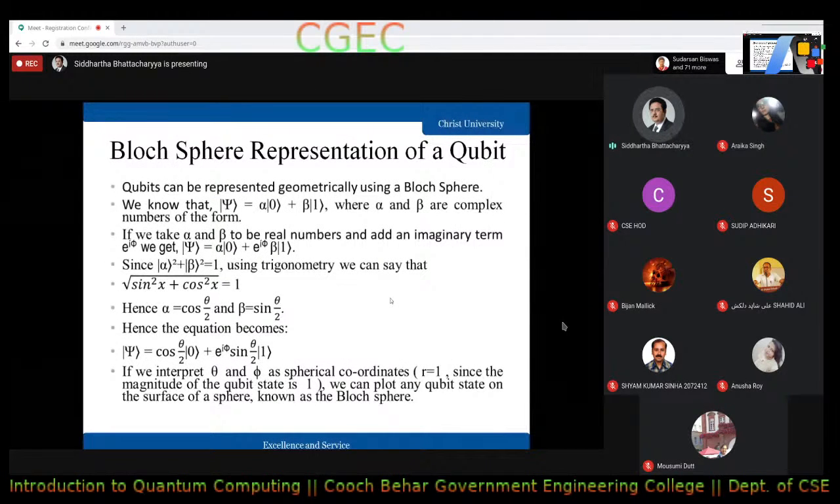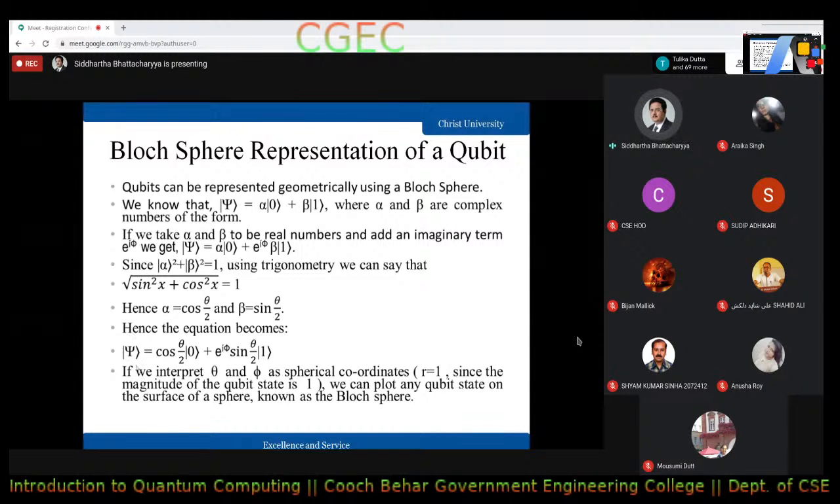Now again, the Bloch sphere representation of a qubit. A qubit can be represented as a vector in a Bloch sphere. Already I have told you psi is equal to alpha 0 plus beta 1, the general representation of a qubit or a wave function psi, where alpha and beta are complex numbers. You can represent them in terms of real and imaginary parts by introducing the term e to the power i theta, by some sort of mathematical manipulation. You can write alpha 0 plus e to the power i phi beta 1. Now this is some sort of trigonometric operation. So ultimately you come down to psi is equal to cos theta by 2 0 plus e to the power i phi sin theta by 2 1.